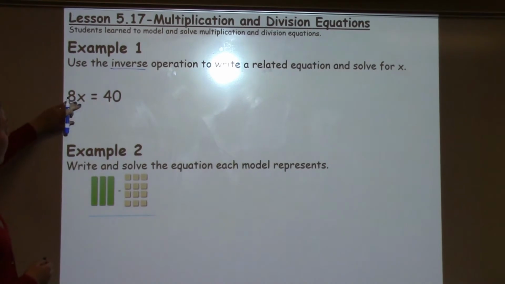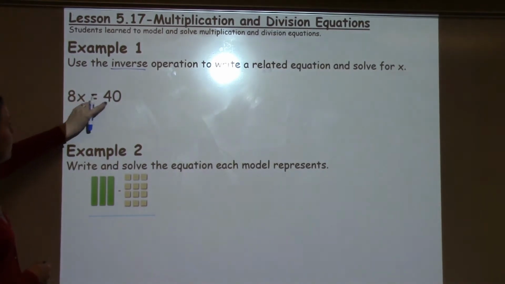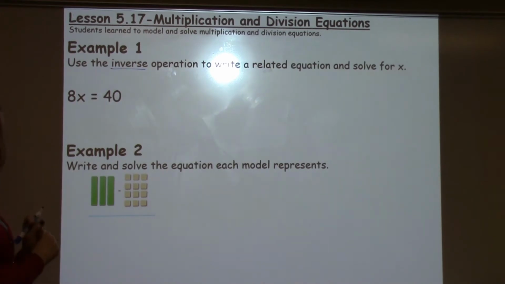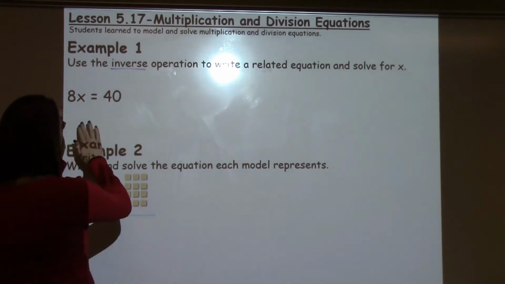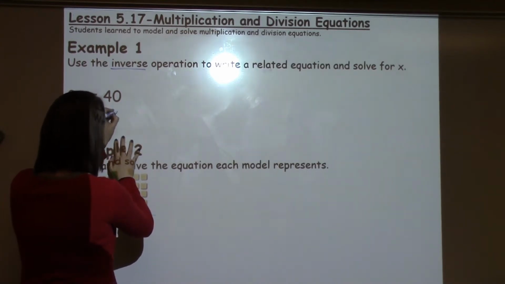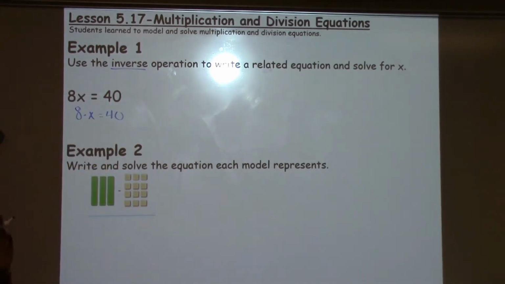So when I look at this very first example, I've got 8x equals 40. Remember, when the two things are squished together and there's no operation there, it means to multiply. So I know this is actually like saying 8 times x equals 40. Either way is the same exact equation.